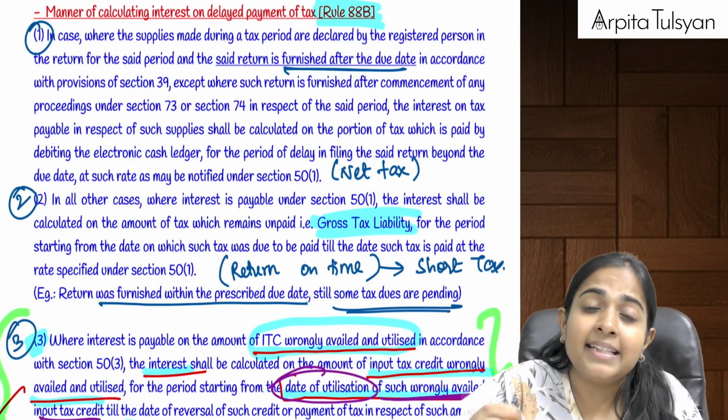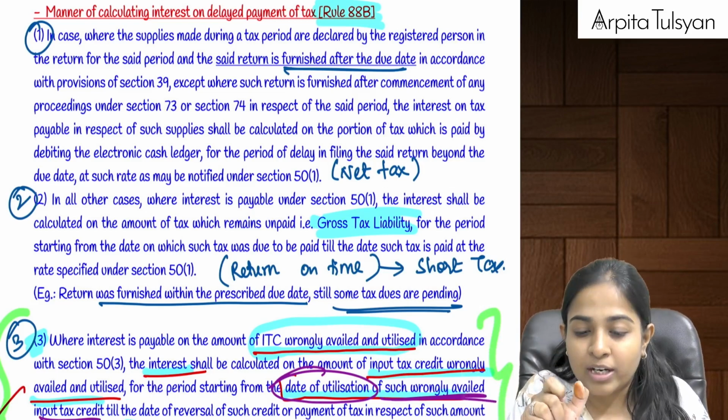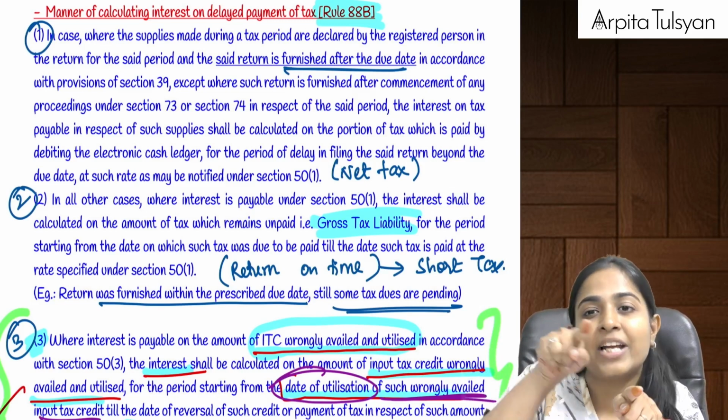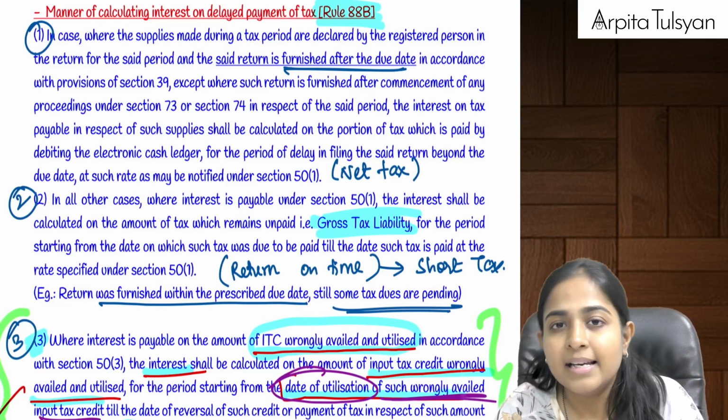Later we realize that there is some short tax paid. So interest will be calculated on the gross liability, that is, the total liability which we are going to discharge by credit ledger as well as cash ledger. Rate of interest and time of interest are going to remain the same.